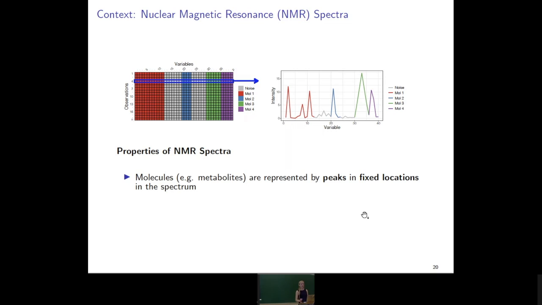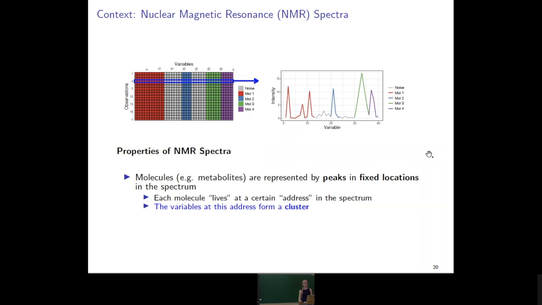Number 1. The molecules, so the metabolites that we're studying, and the ones that are present in the sample are represented by peaks at fixed locations in the spectrum. So in this example here, we have, for example, the molecule 1, which is the red molecule. It's all of these columns here that are in red. And this molecule 1 will always show up at this location in the spectrum. You can think of this as if the molecules each live at a certain address in the spectrum. And if you want to generate a new spectrum, they'll always be in the same spot.